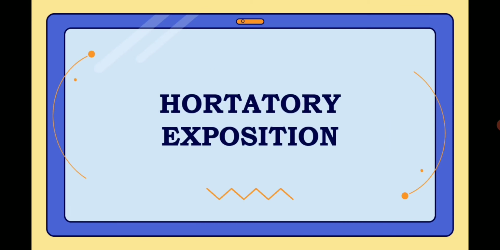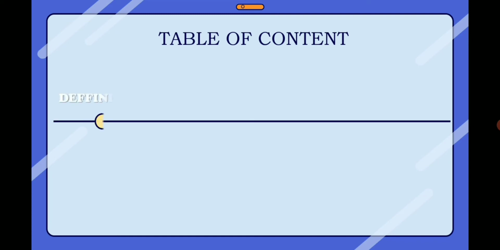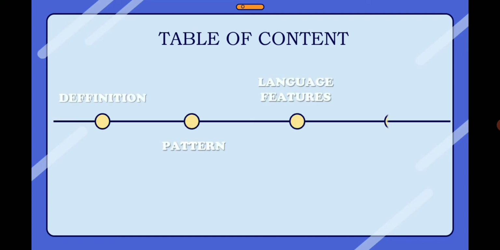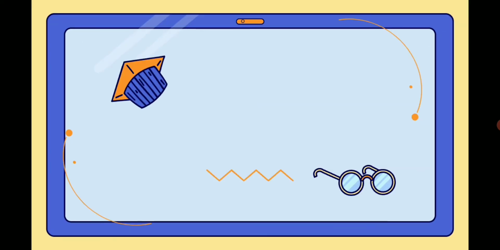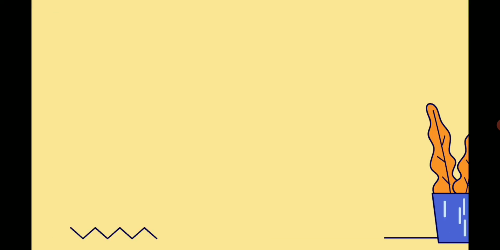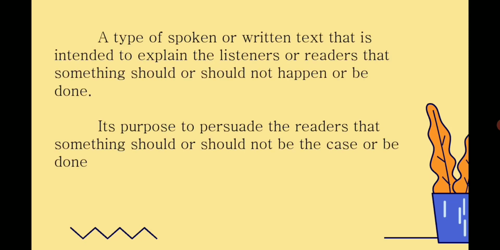Next, we're going to discuss about hortatory exposition. Same as analytical, in here, we're going to discuss about the definition, the pattern, the language features, and the example text. And what is hortatory exposition? Hortatory exposition is a type of spoken or written text that is intended to explain to listeners or readers that something should or should not happen or be done. It purports to persuade the readers that something should or should not be the case or be done.